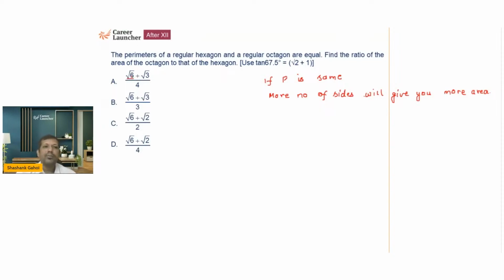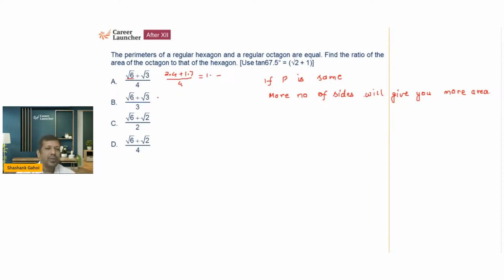So I got root 6 is what? I would say 2.4, 2.45, 2.4 plus 1.7 divided by 4. So this value is greater than 1. So little greater than 1. Okay. This might be that.